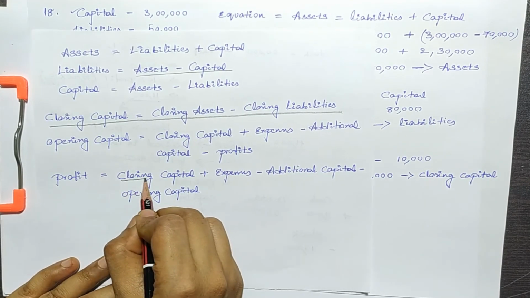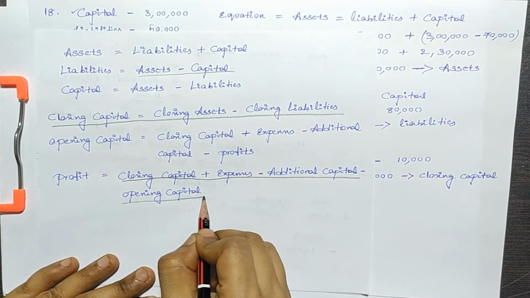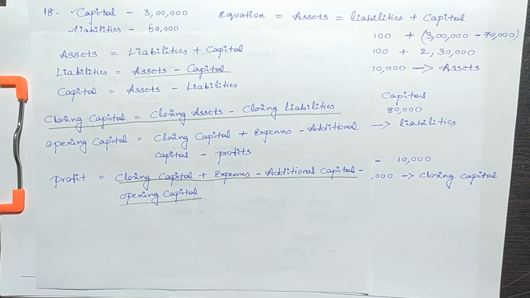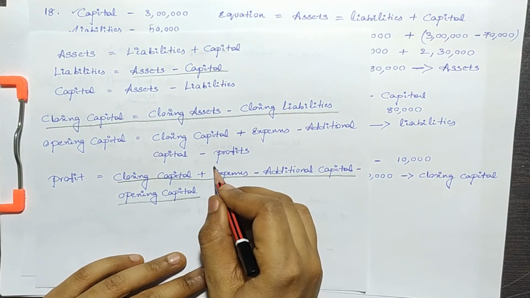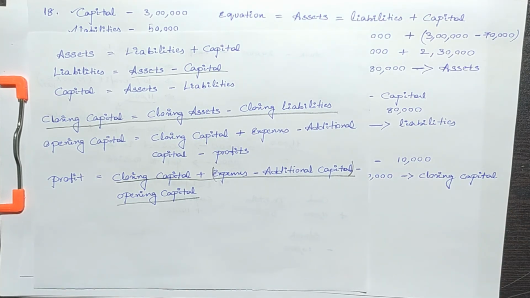To find out profit, the formula is closing capital plus expenses minus additional capital minus opening capital. If we notice in the formula, we are adding expenses and subtracting additional capital. Usually we will deduct expenses and losses and add additional capital to capital. But here we are doing it in a reverse manner, because in the question they are asking us to find out profit. So we are adding and subtracting the amounts in reverse way.